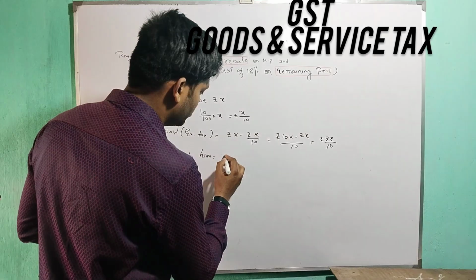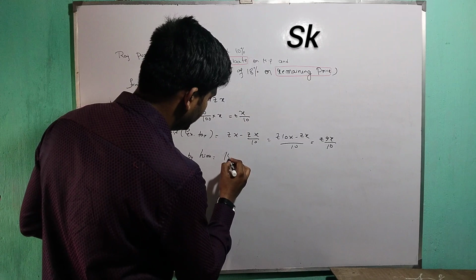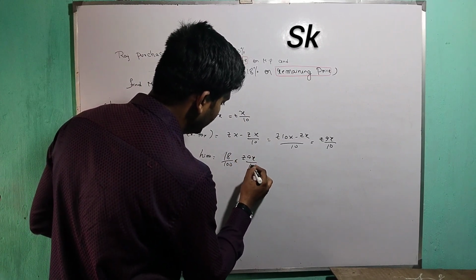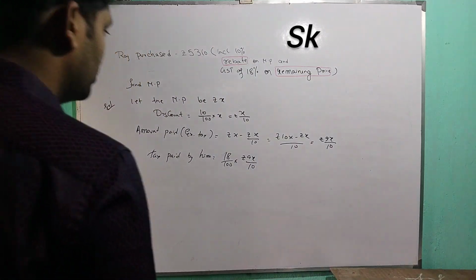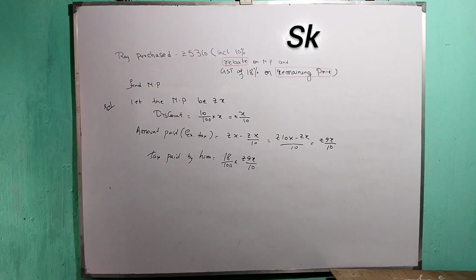So on the mark price, it will be how much? 18%. So 18 by 100 multiplied by rupees 9x by 10. So now do the calculation. There is no need to solve, leave it like this only, because at the end we will. Okay, so up to here you understood. It's an easy, simple thing.